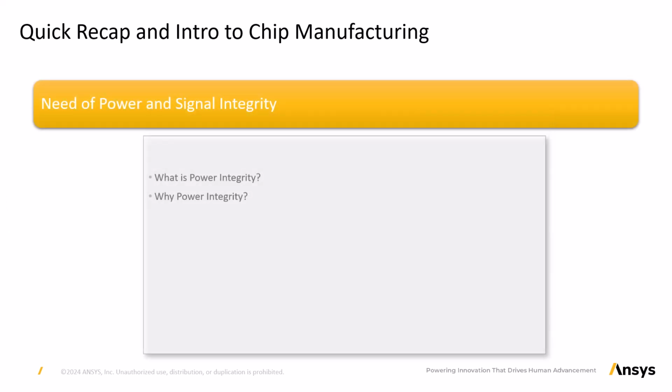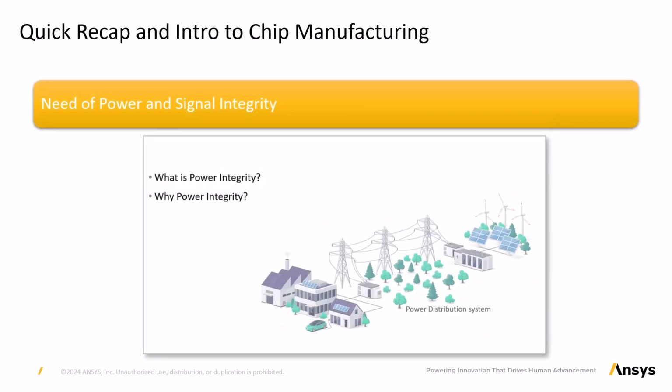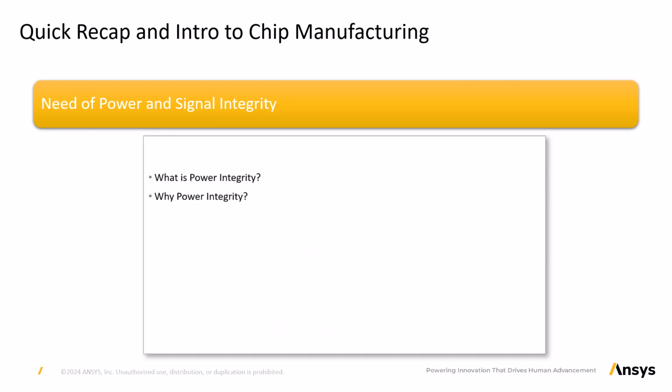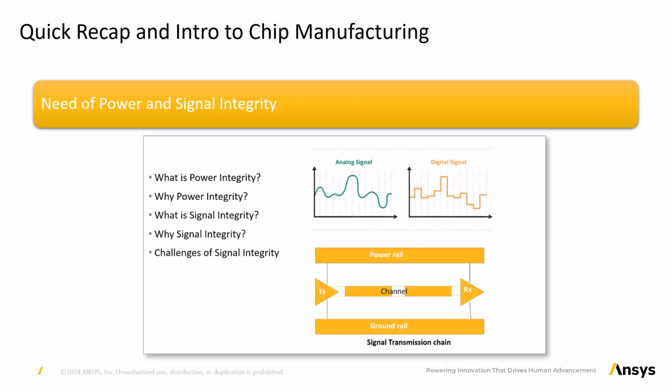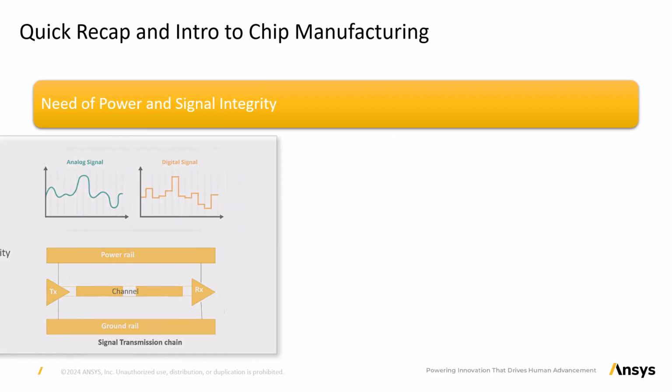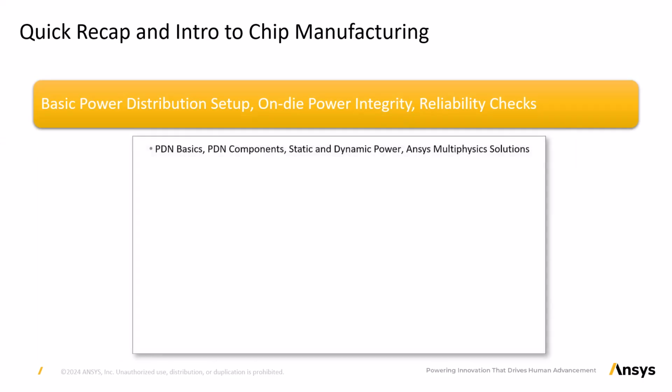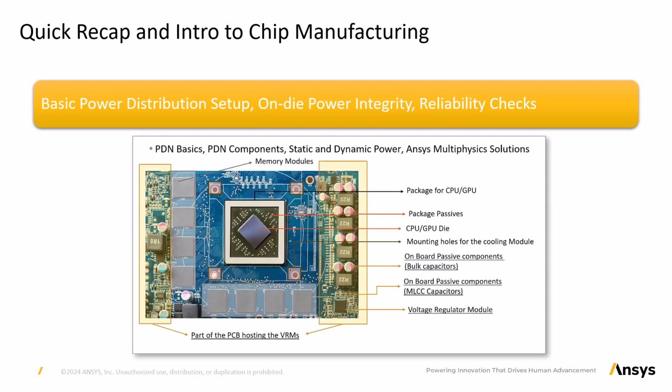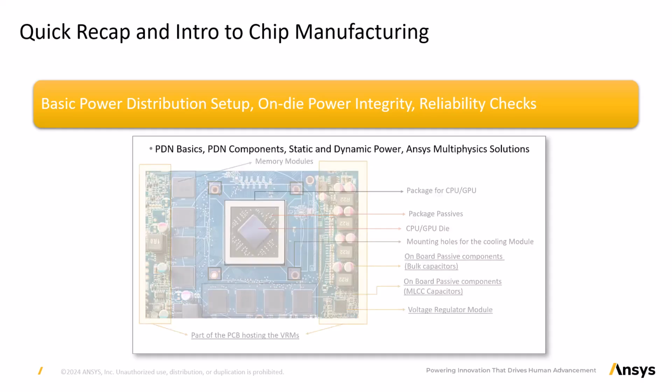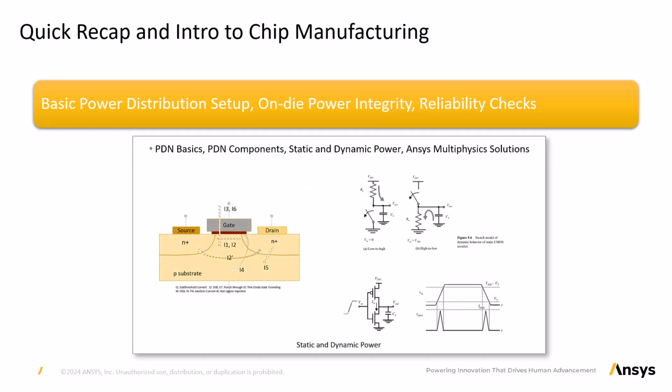In Lesson 2, we discussed power integrity, its importance, and the challenges it presents. We also introduced signal integrity, its necessity, and associated challenges. Lesson 3 provided a basic understanding of the power distribution network, its elements, types of power in an electronic system, and the difference between a system and on-die power distribution network.